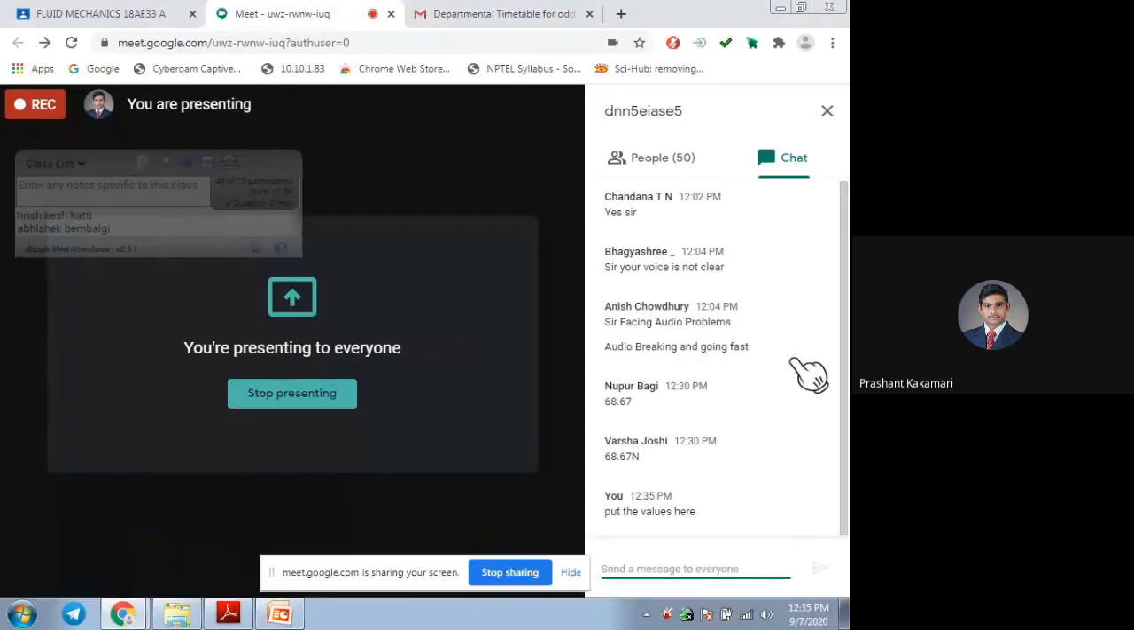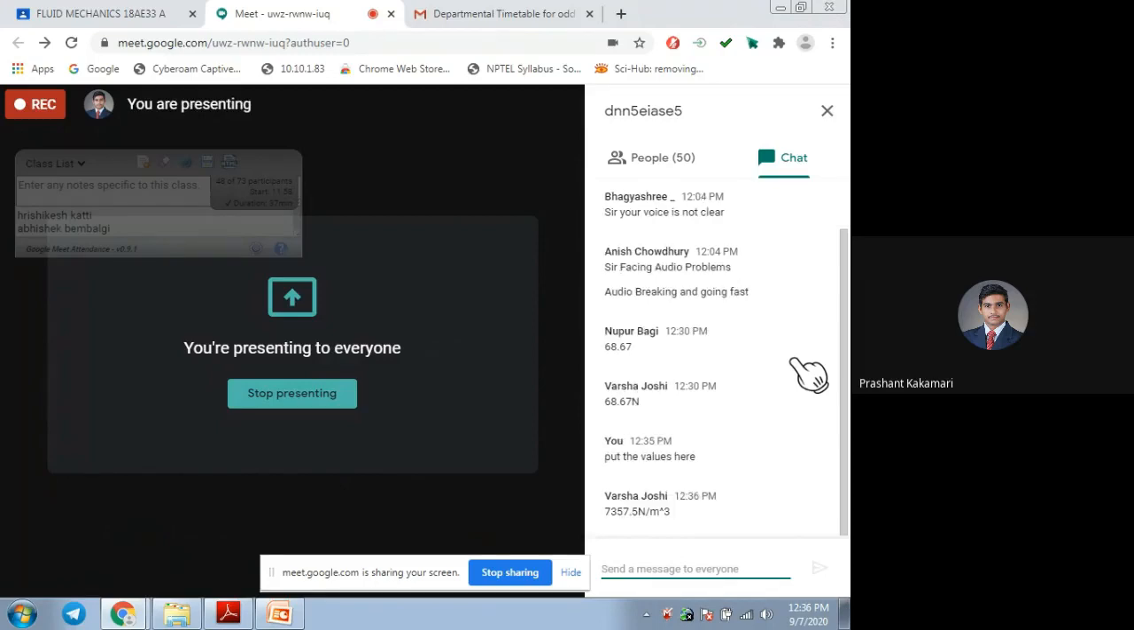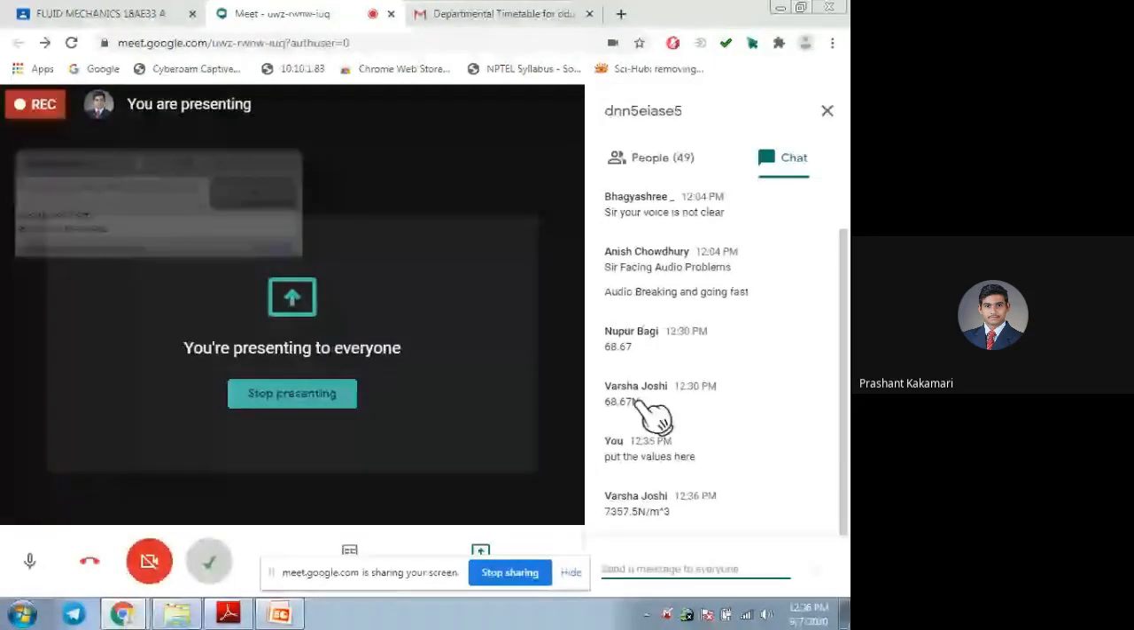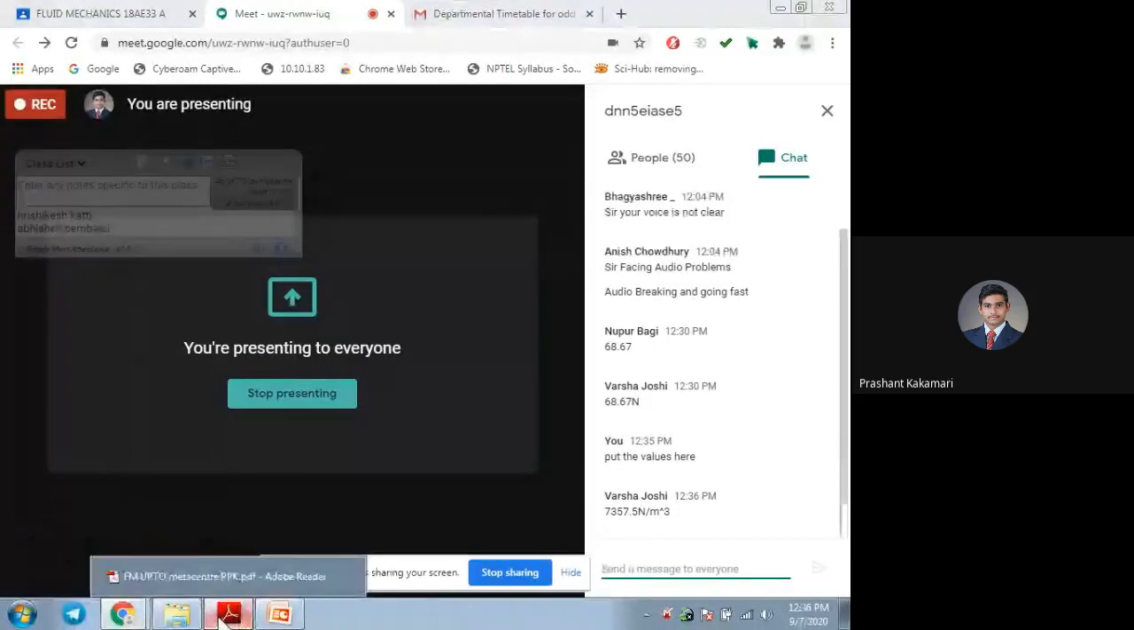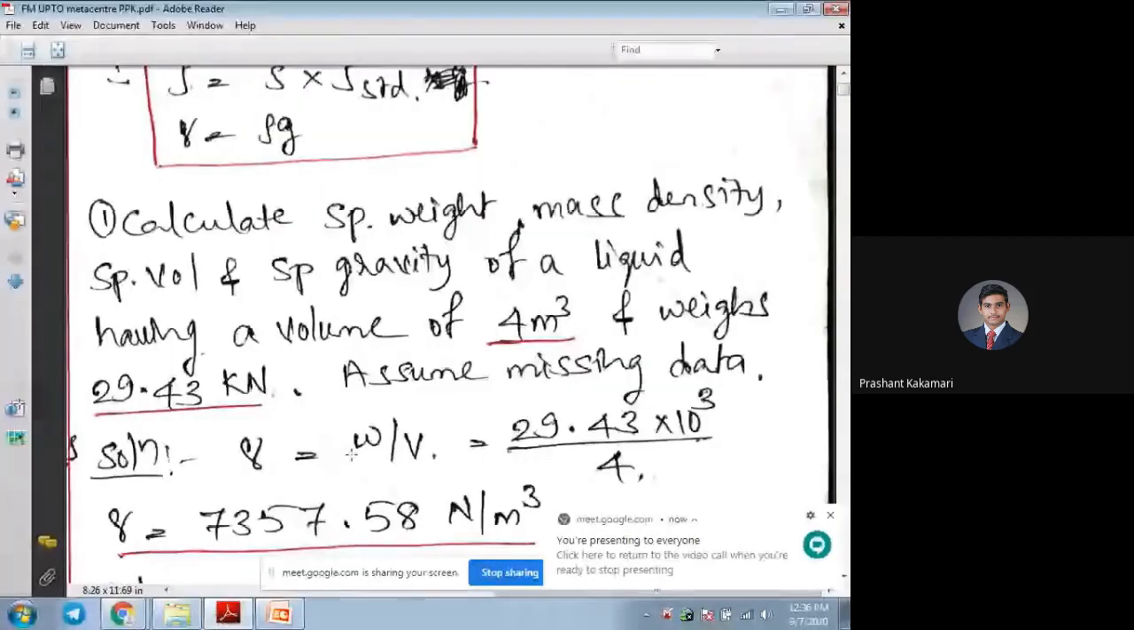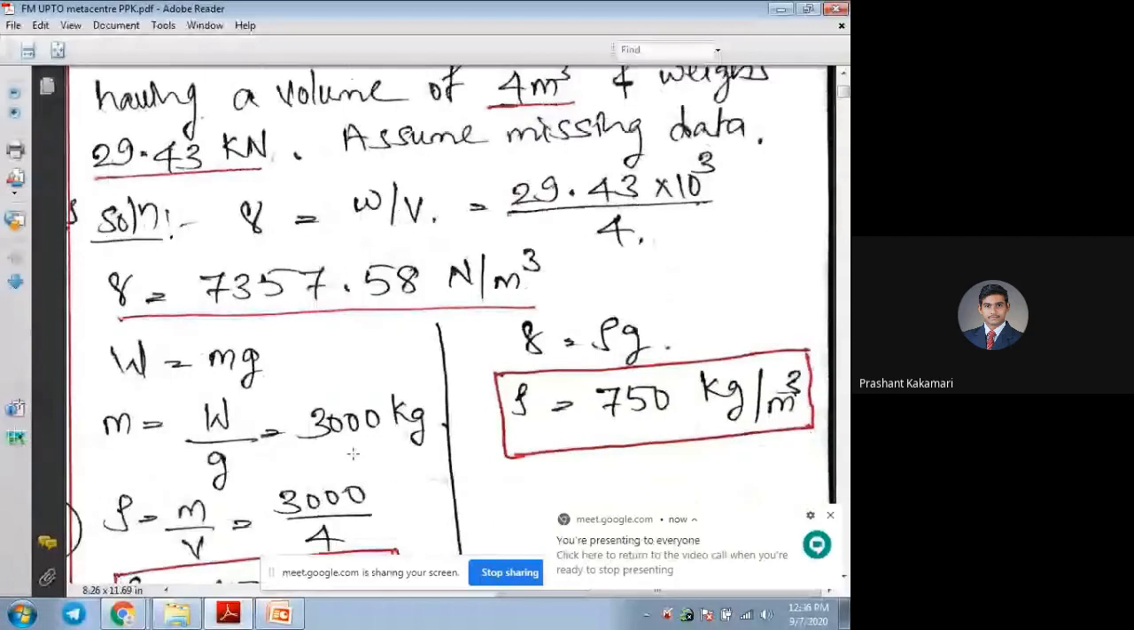Follow the same method as the last problem. No need to convert liter into meter cube, directly the meter cube value is given. Weight is also given in kilonewton. Yes, one answer is there. Varsha Joshi has given 7357.5 Newton per meter cube. Yes, very good. We'll see that. Okay, 7357.